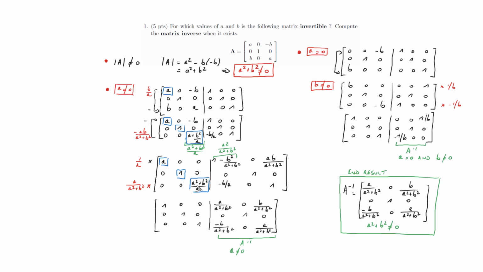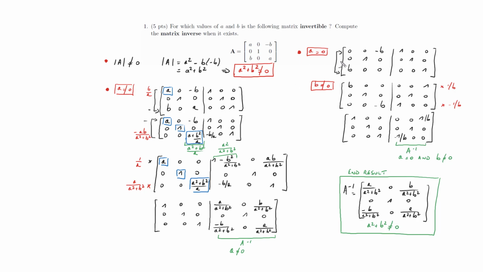We have almost an identity matrix here. What we have to do is multiply by 1 over a. This is not a problem because a is different from 0, and then multiply by a over a squared plus b squared. This is not a problem either, and this is what we obtain. We have an identity matrix, and we have shown in the course that what we produce over here is the inverse of A. We still have to treat the case a is equal to 0 separately.